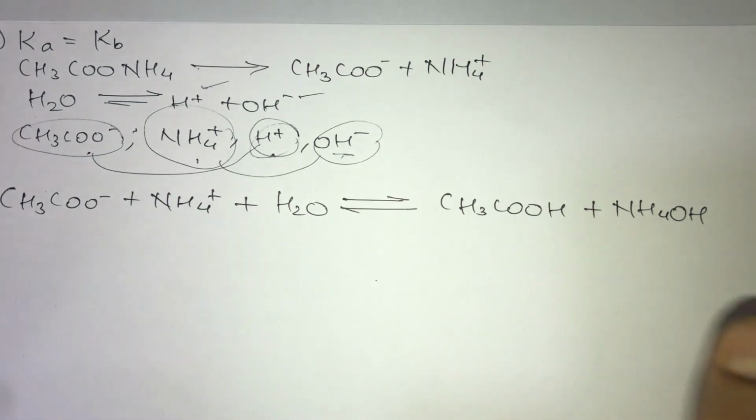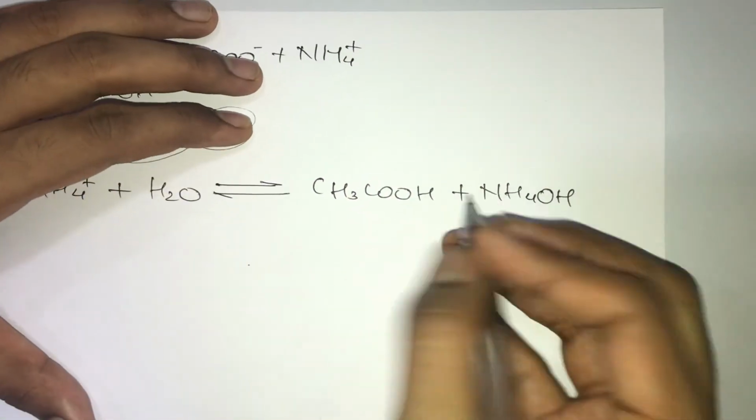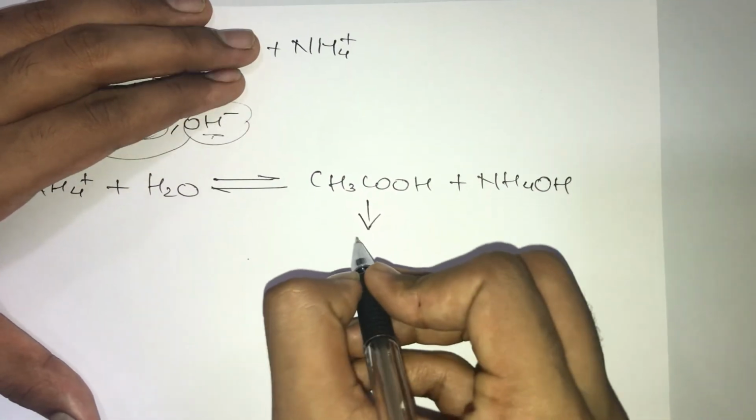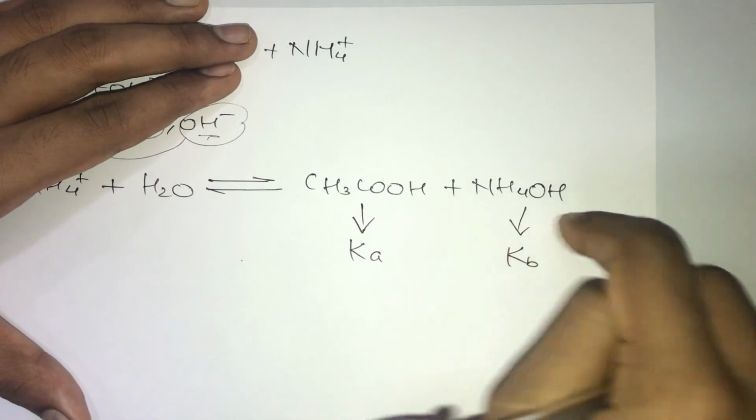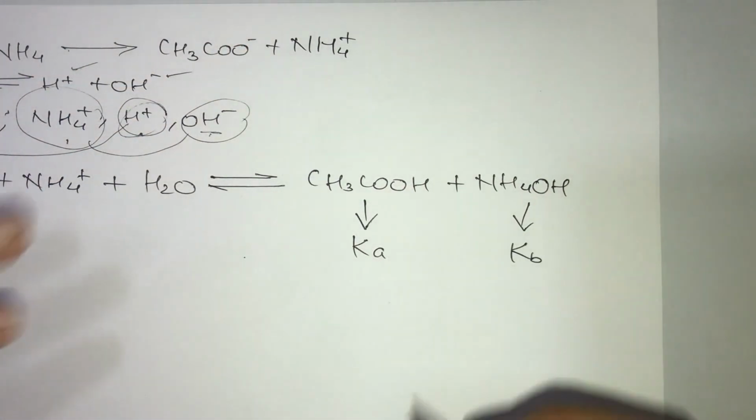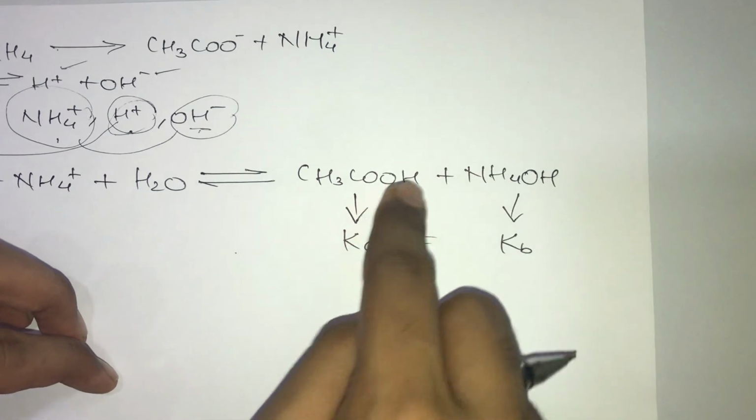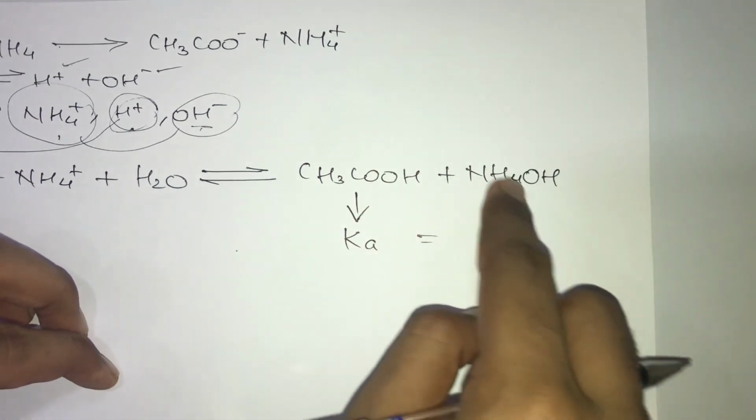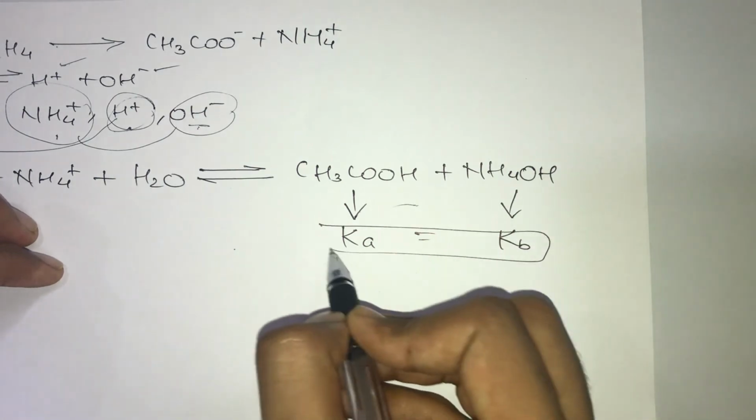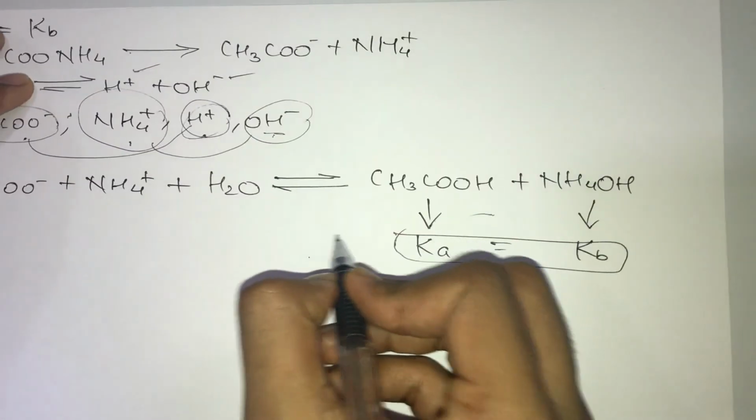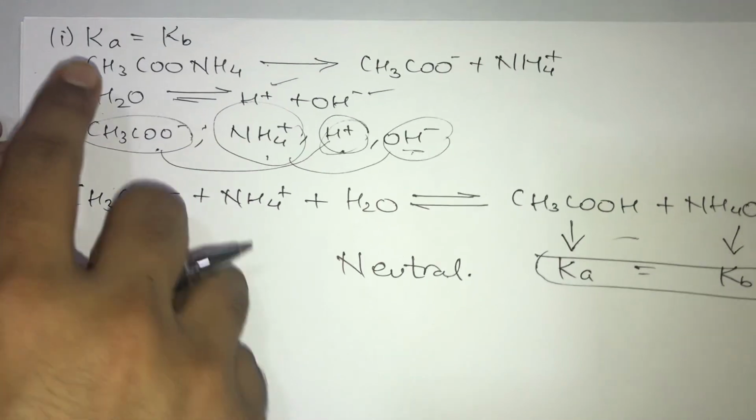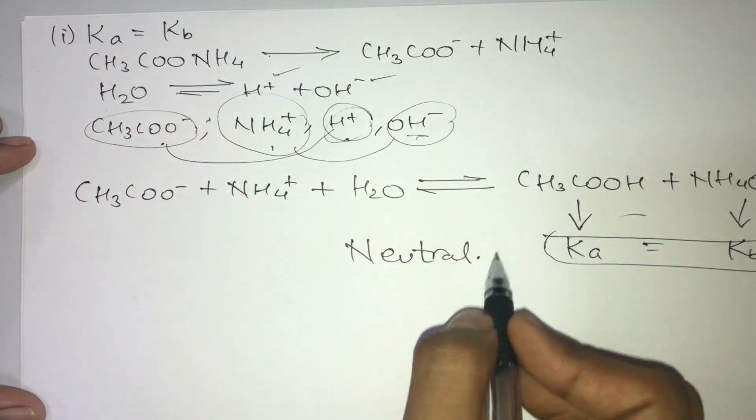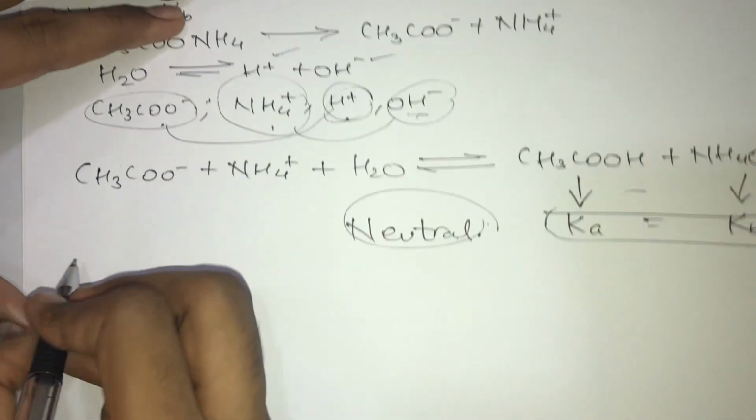Now, how to decide whether your aqueous solution is acidic or basic? For that, we need to find out the Ka value of CH3COOH and the Kb value of NH4OH. In this scenario, the Ka value of CH3COOH will be equal to the Kb value of NH4OH. So when Ka is equal to Kb, your aqueous solution will be neutral. Okay, clear? For the first case where Ka is equal to Kb, your aqueous solution will be neutral. Moving on to the second case.